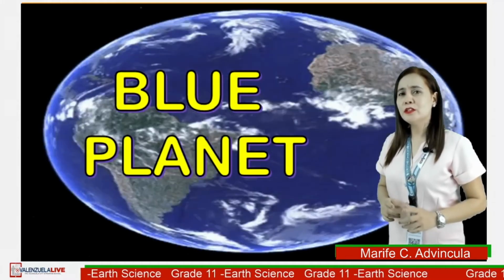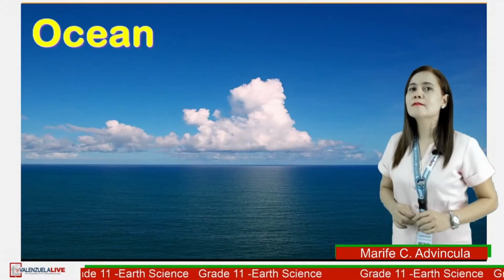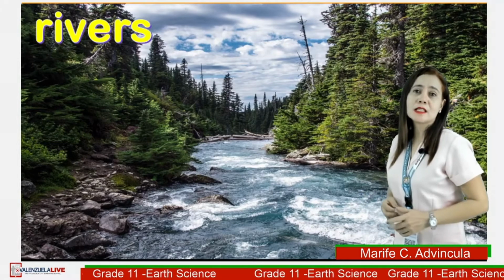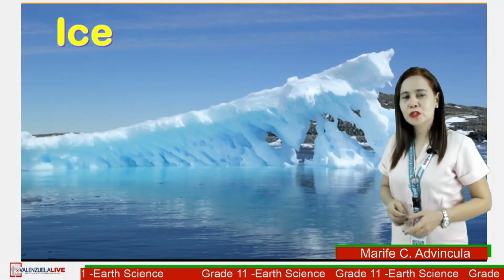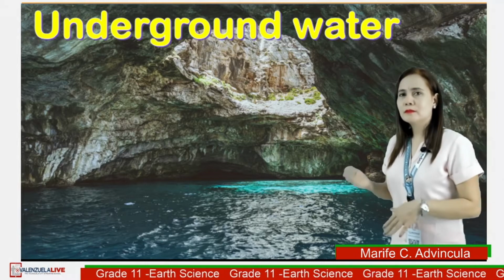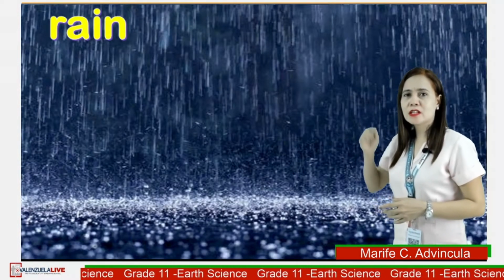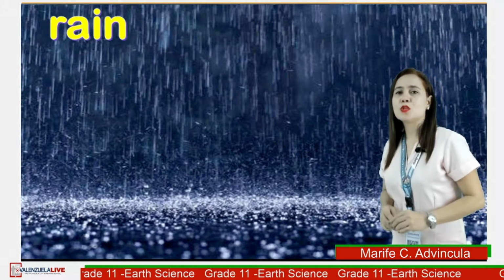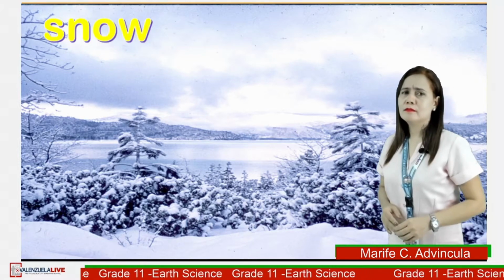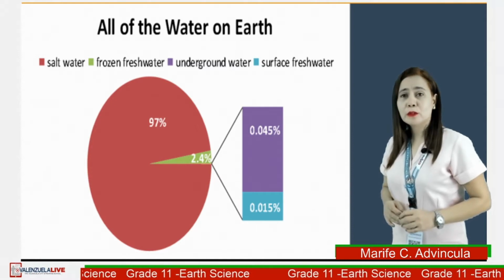All of the water on Earth is in the hydrosphere, like water in the oceans, in the lakes, in the rivers, seas, and also the water trapped in glaciers as ice, and the water deep underground. Even the moisture in the air, such as the rain and snow, are also part of the hydrosphere. About 70% of the Earth is covered with liquid water.